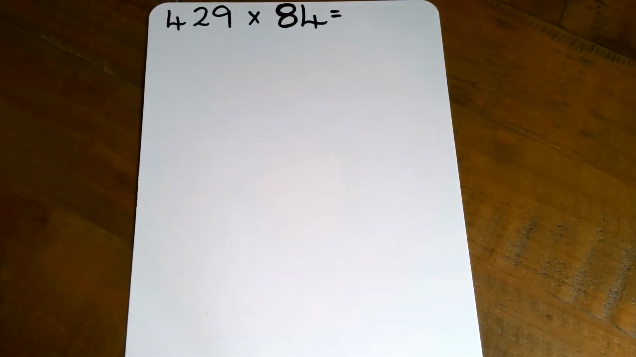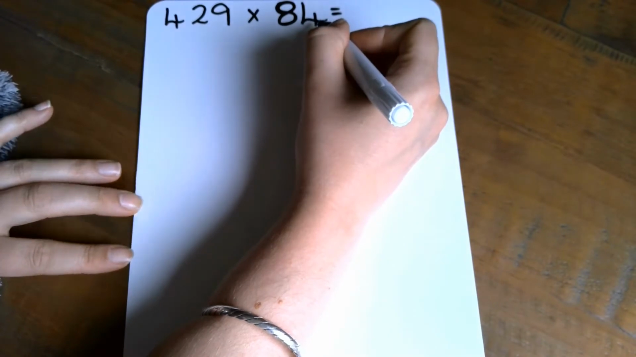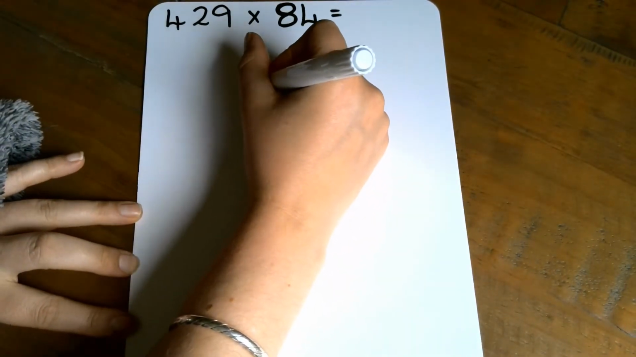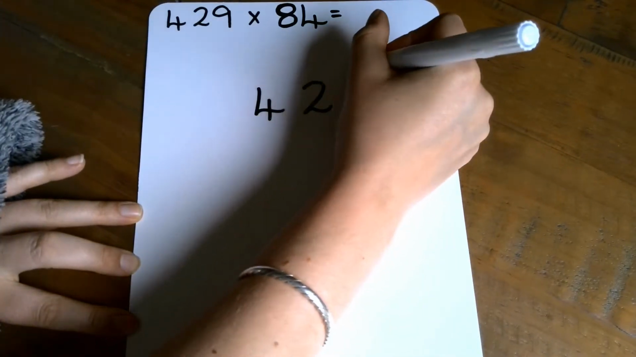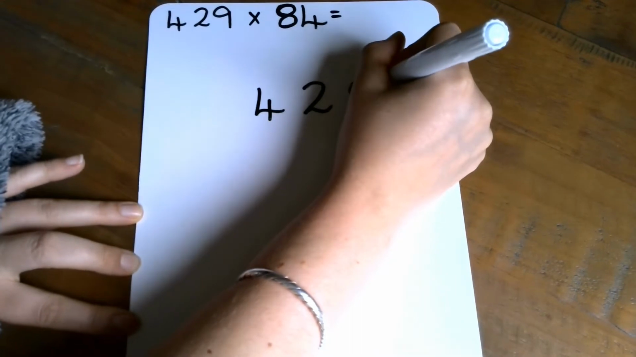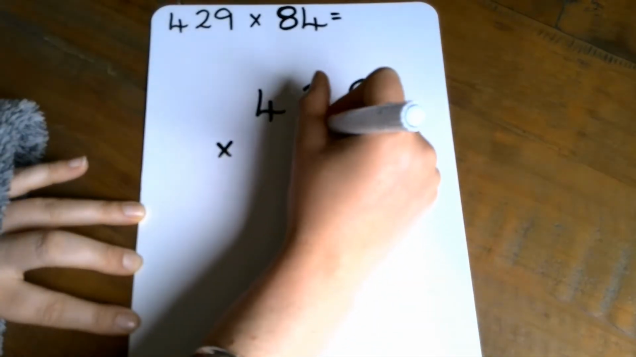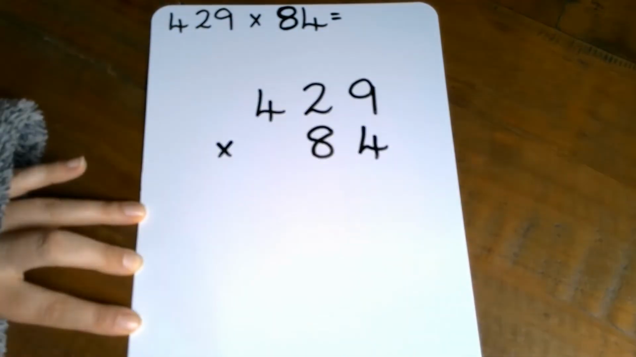To solve this calculation, I know that I need to use long multiplication because I'm multiplying a 3-digit number by a 2-digit number. So first I need to set out my calculation. 429 multiplied by 84.